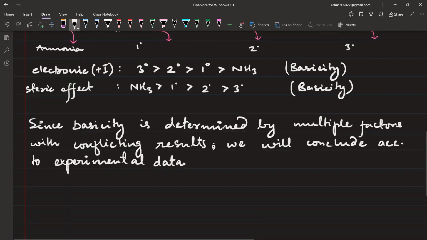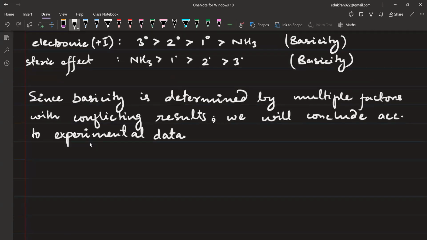And the experimental data: we have to study only two different groups, that is ethyl group and methyl group. So first we will talk about the case where we have an ethyl substituent on the amine. When we talk about ethyl substituent, then 2 degree is most basic, followed by 3 degree, followed by 1 degree, and then followed by NH3.